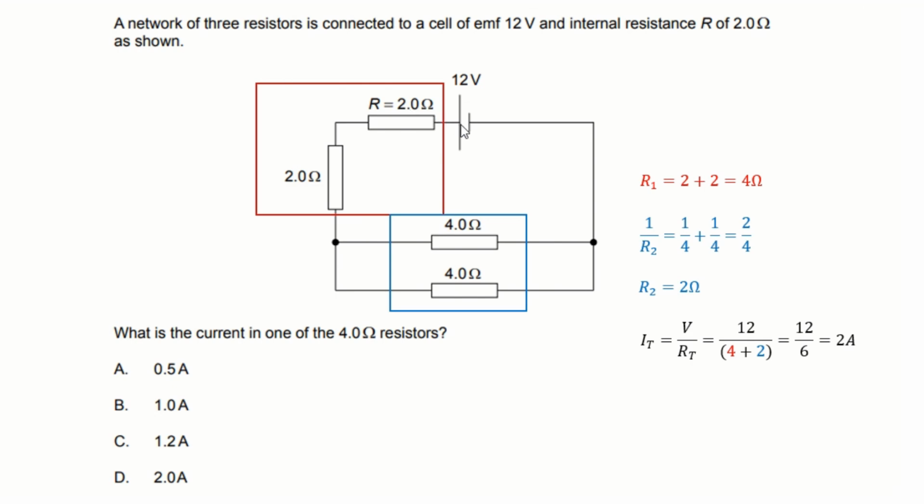And if we imagine the current flowing from the positive terminal, we're going to get 2 amps going through this 2 ohm resistor, 2 amps going through this 2 ohm resistor, and then we get to this stage here. And the question is, what is coming out there? Well, remember, these 2 resistors are of equal resistance. They're both 4 ohms. And so that means they are going to get the same current, I should say.